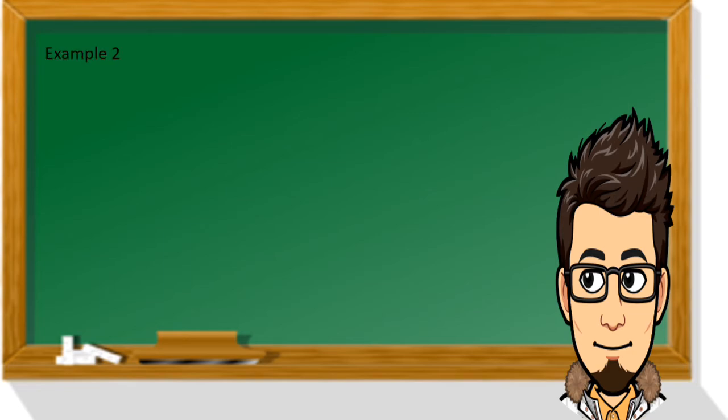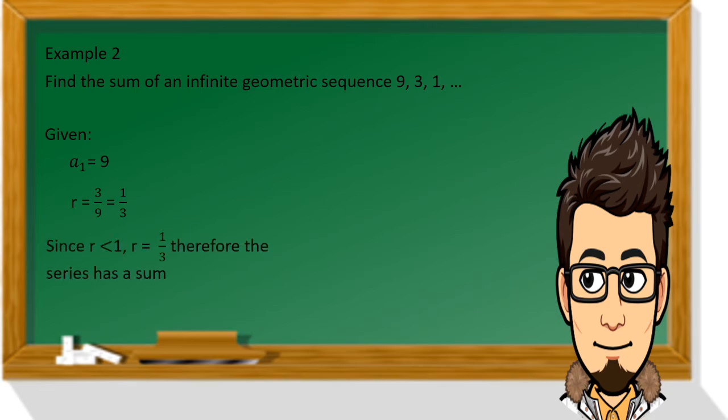Let's try another one. Find the sum of the infinite geometric sequence 9, 3, 1, and so on. So we have the given, a sub 1 is equal to 9, r is equal to 3 divided by 9, or 1/3. Since r is less than 1, the series has a sum. So we can use the formula s sub infinity is equal to a sub 1 over 1 minus r. Substituting the values, we have s sub infinity is equal to 9 over 1 minus 1/3.